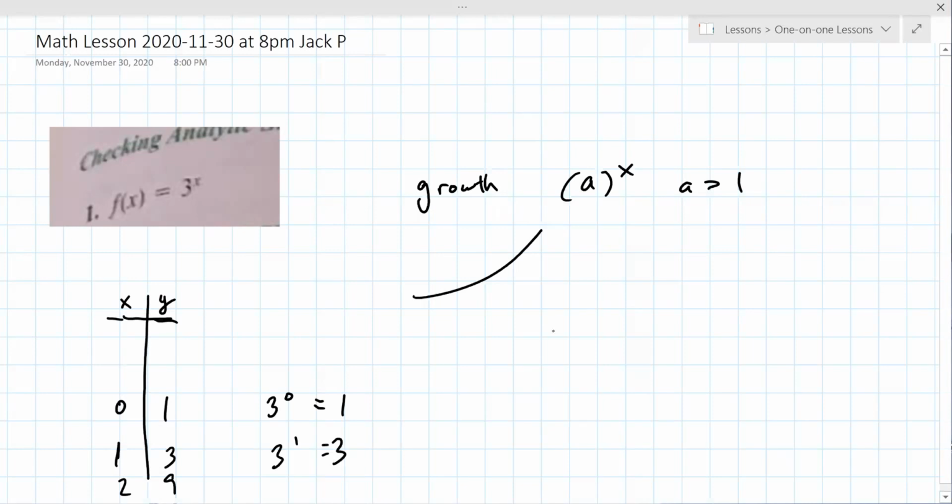Negative exponents, you have to do a little bit more to figure that out. But we have enough points here to be able to graph this. We got 0, 1, 1, 3, and then 2, 9 all the way up here. 4, 5, 6, 7, 8. Start right there. But you can see it grows really quickly.